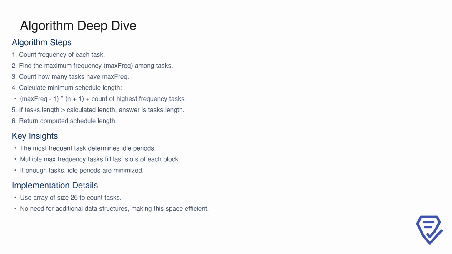For every occurrence except the last, we need to separate with a block of n plus 1 units. Inside each block, fill with other tasks before idling. If there are more tasks than what the formula predicts, excess tasks fill up idle slots, so total time equals the number of tasks. This approach leverages frequency analysis and block scheduling for optimal efficiency.